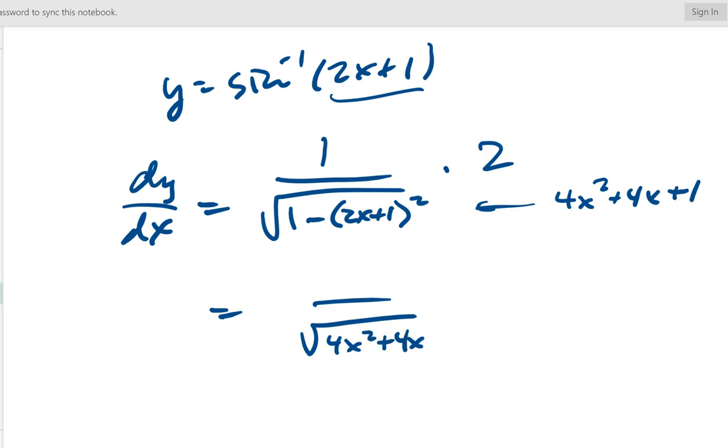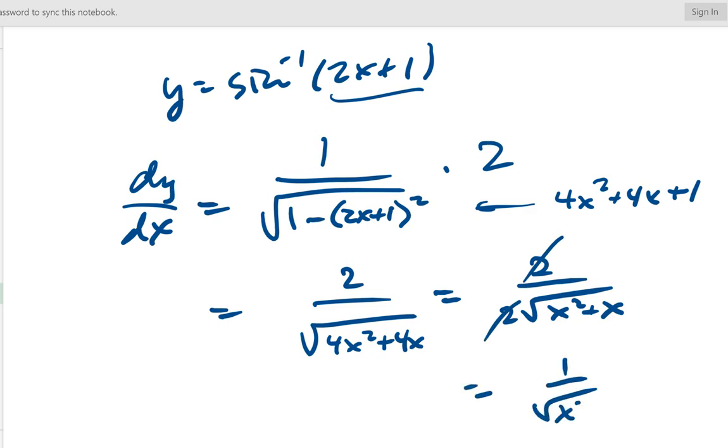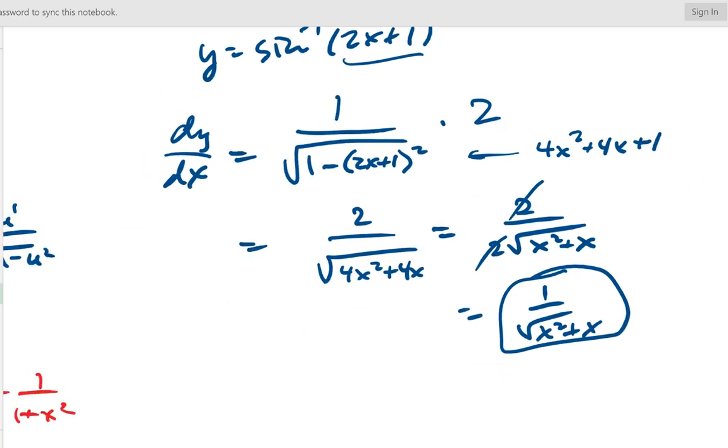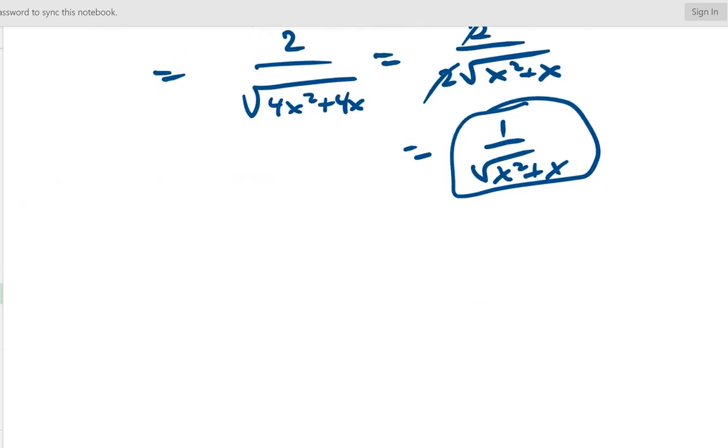There's a 2 on top now. And now that denominator, you can pull out a 2. This is 2 over 2 root x squared plus x. Pull out the 4 as a 2. These cancel. And I get 1 over the square root of x squared plus x. There you have it. All right, if you need more examples of this, ask, email me.